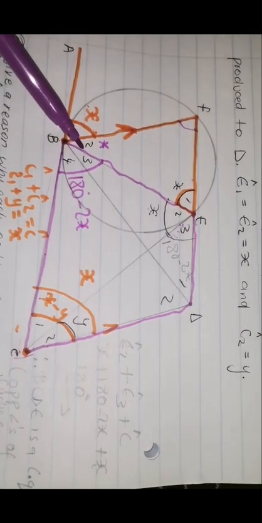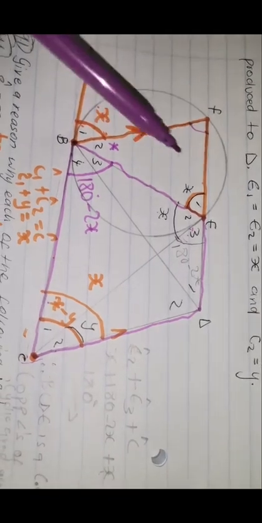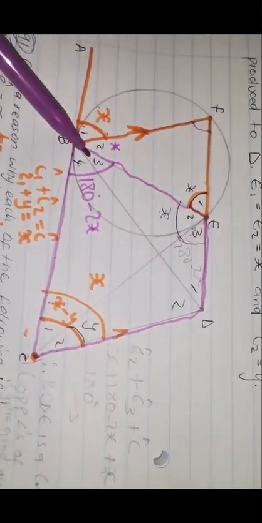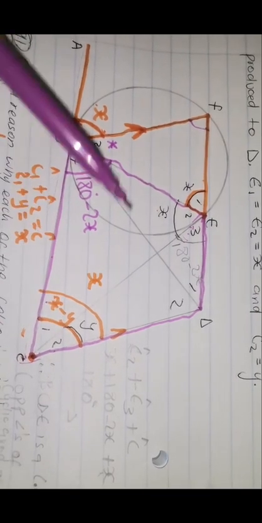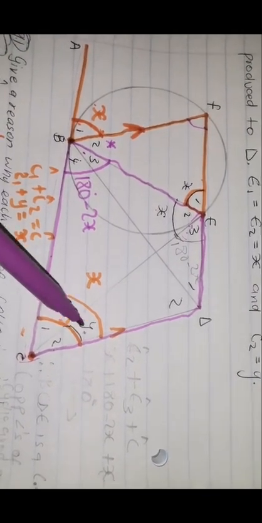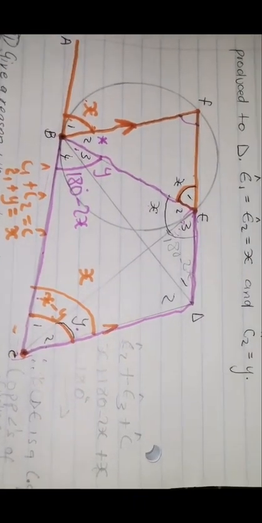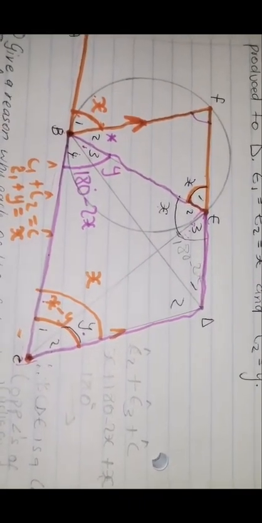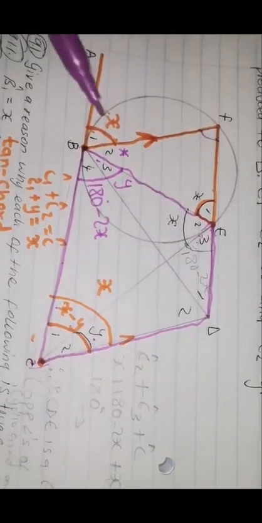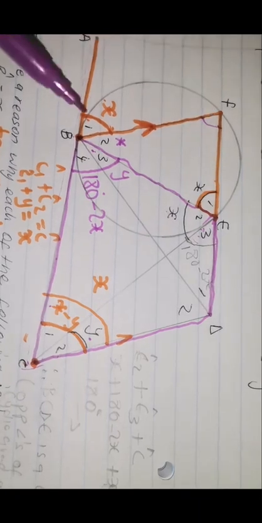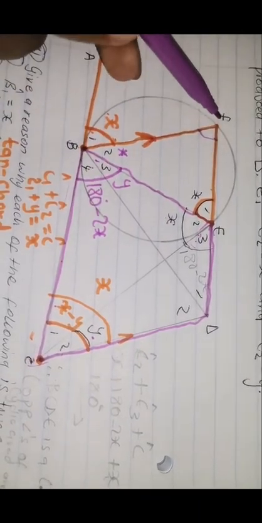Then how will I find B3? If I look at the chord ED, chord ED makes B3. Chord ED again makes C2 specifically. Therefore C2 is equal to y. This will mean that B3 is going to be equal to y. Then since I have a tangent there, we go to B3 plus B4 equals angle F. I'm going to add 180 minus 2x plus y. They're going to give me angle F.